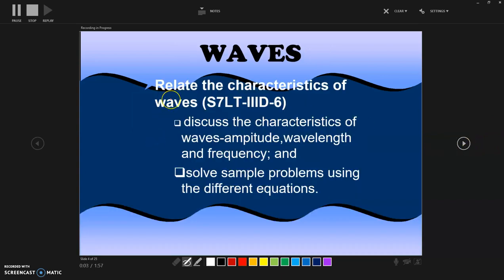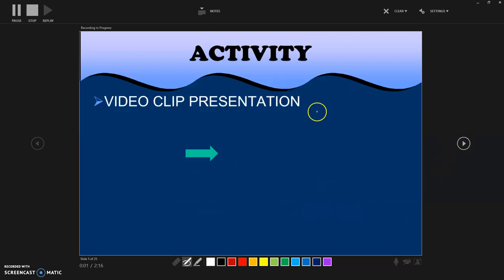The learning competency that we have for today is to relate the characteristics of waves. Then we have two objectives: discuss the characteristics of waves, amplitude, wavelength, and frequency, and solve sample problems using the different equations. Then we have another video clip presentation.